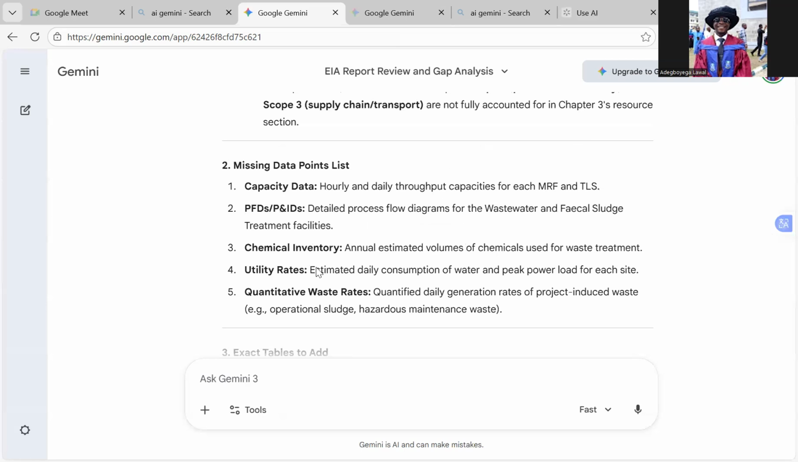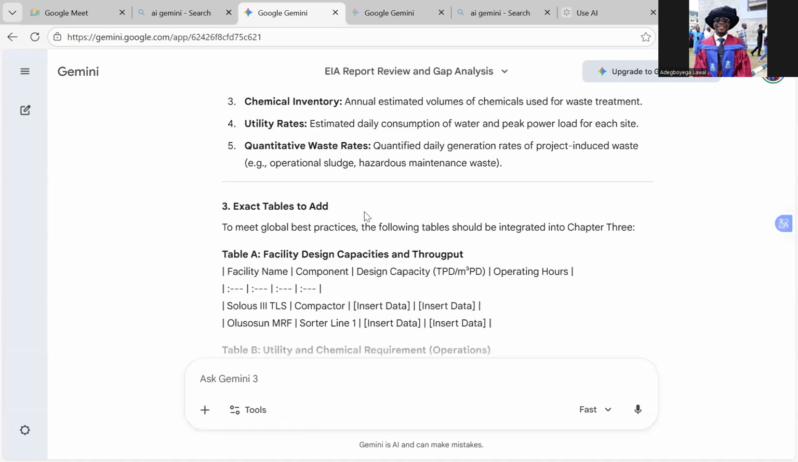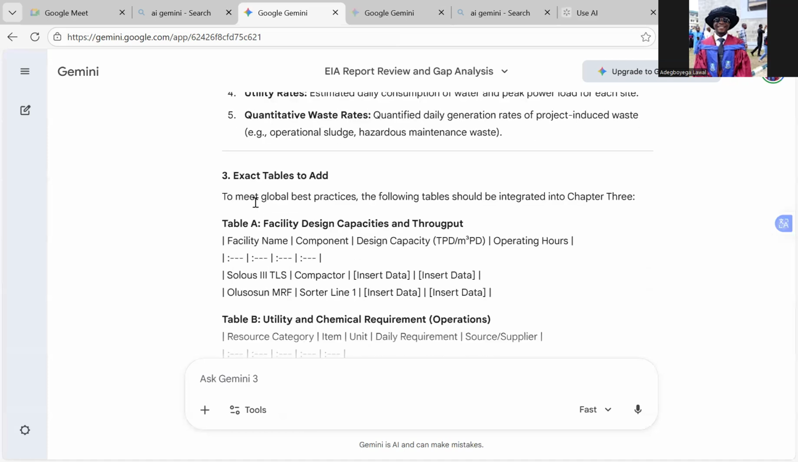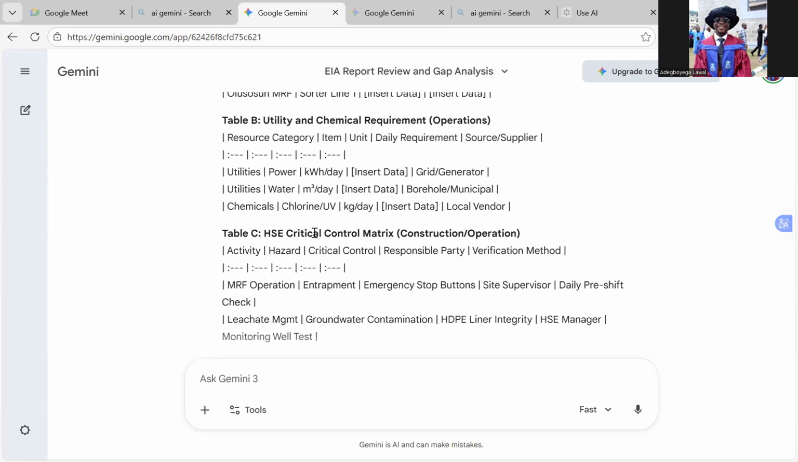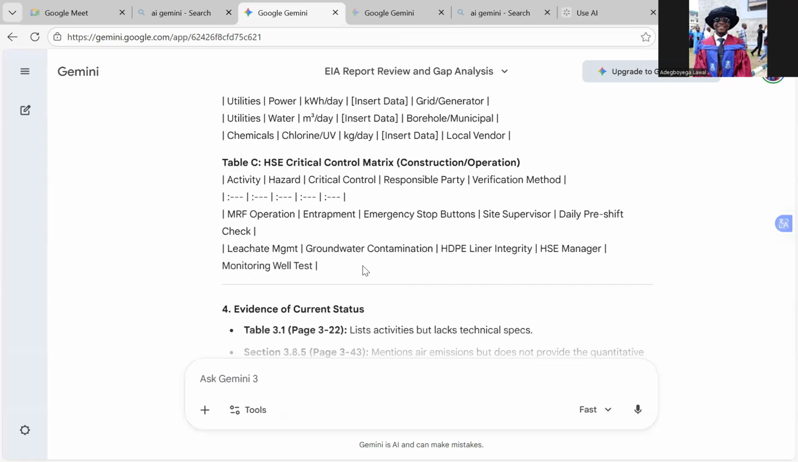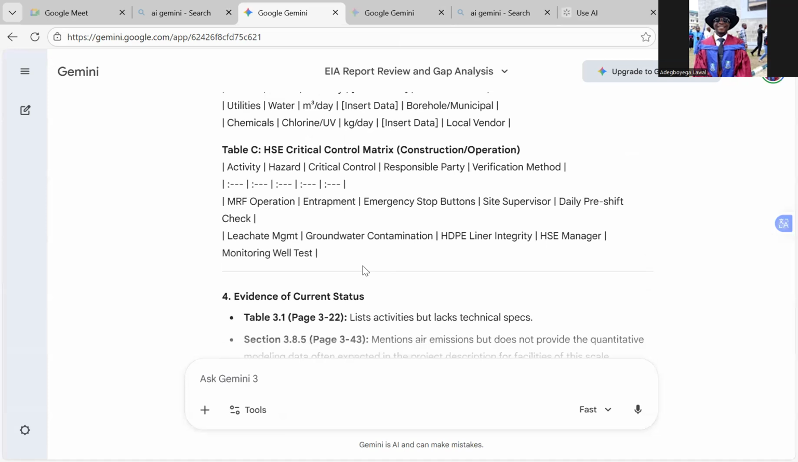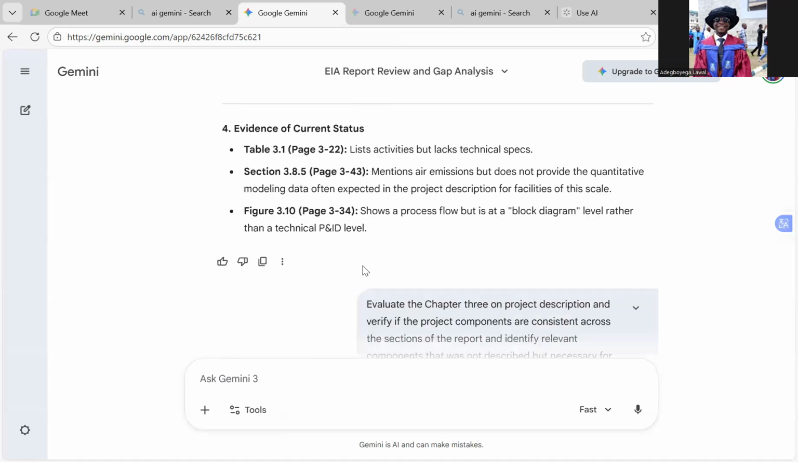The capacity is just like a summary of all what we have been talking about. So it even suggested that to meet global best practice, the following tables should be integrated into chapter 3. Table A, facility design, capacity and throughput. Table B, utility and chemical requirements. Table C, HSE critical control. So these are even suggestions that you can help to enhance the report.